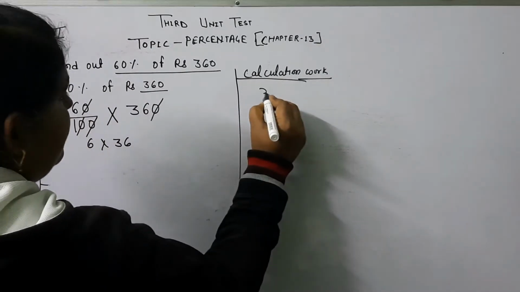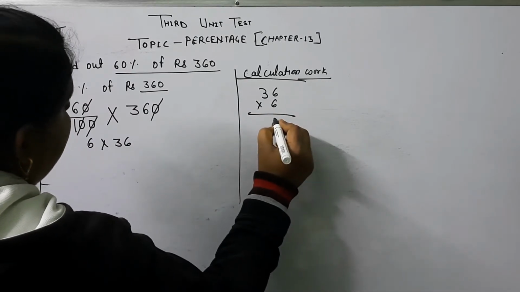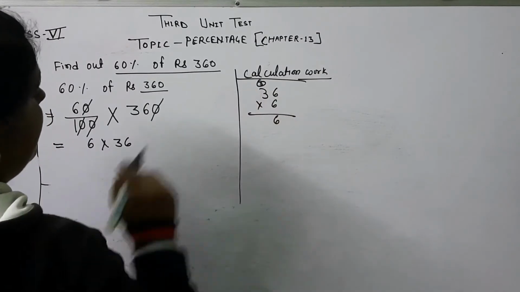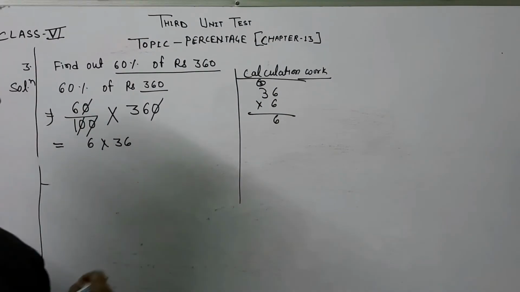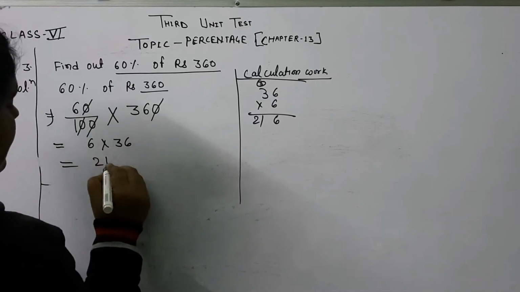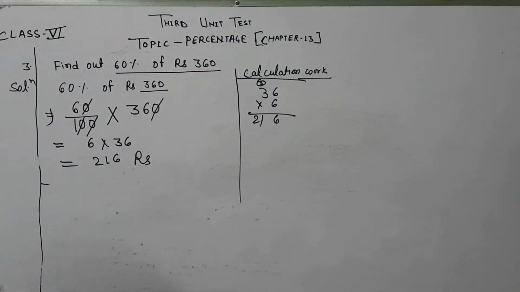Okay, and in the down you multiply this number. 6 6s are 36. What we have to write? 6, and 3 is carry here. 6 3s are 18, 18 and 3, that is 21. So what we have to write? 216 rupees. Okay.